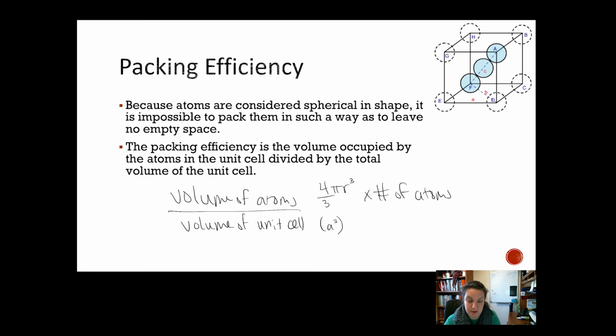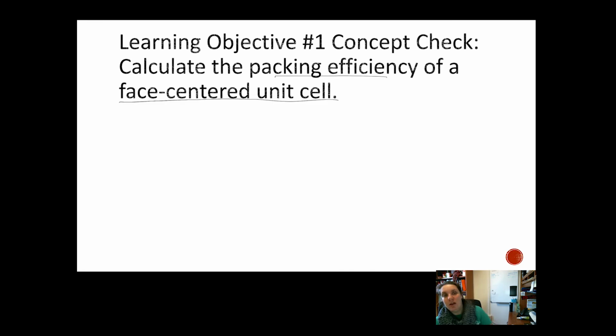Okay, so let's try. We want to determine the packing efficiency of a face-centered unit cell. So it really doesn't matter what face-centered unit cell we have, it'll all have the same packing efficiency. So we're going to just use a generic R for radius because the radius will be the same in our volume of our unit cell as when we use it for the volume of our atoms.